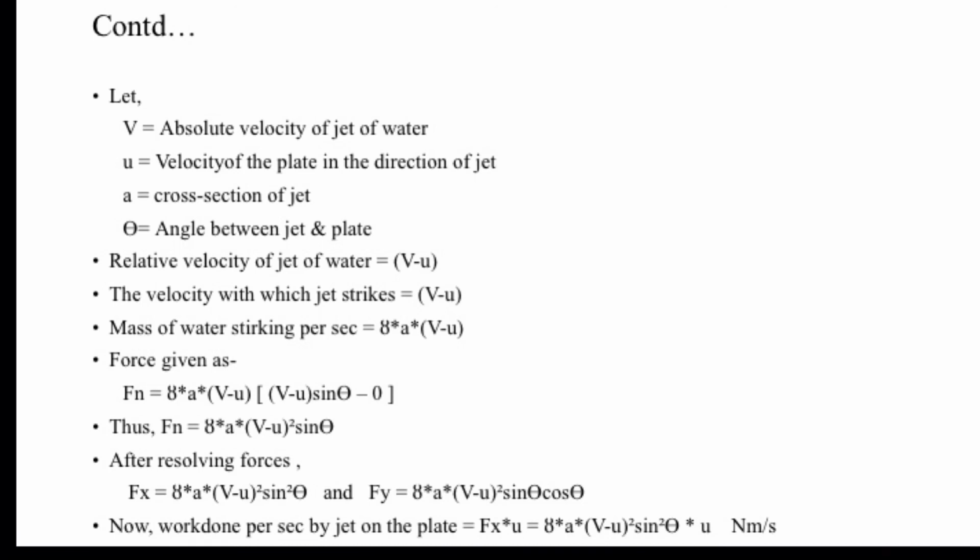Again the plate is moving, so we have to consider the work done. Again the work done formula, as I explained earlier, is Fx into u. The work done will be rho into A into bracket V minus u bracket square sine square theta into u, and the unit will be Newton meter per second.